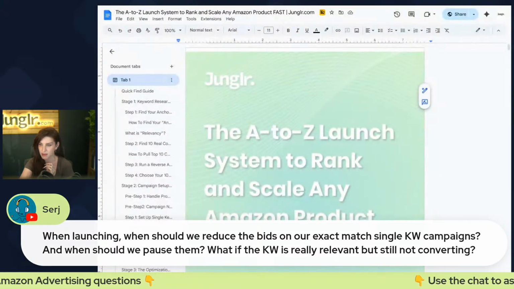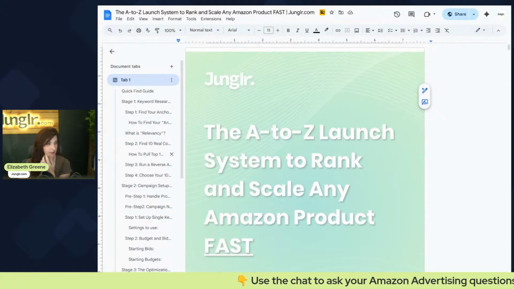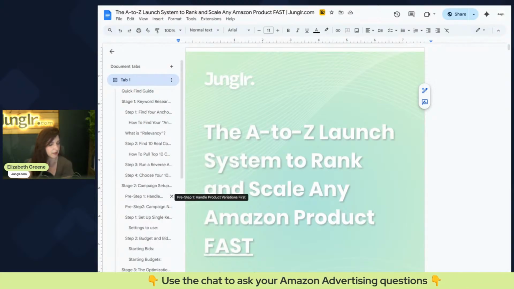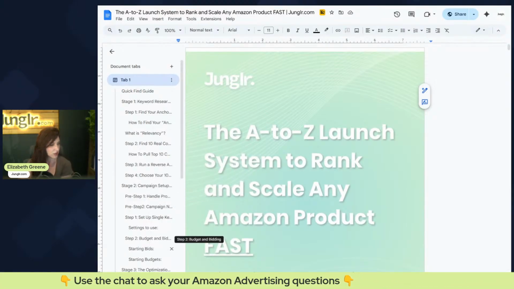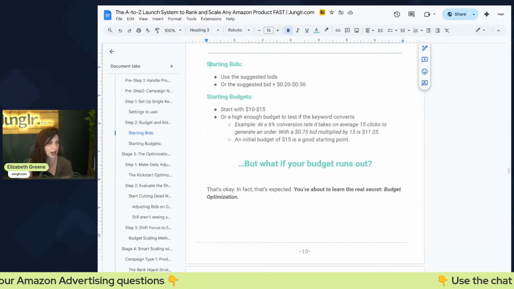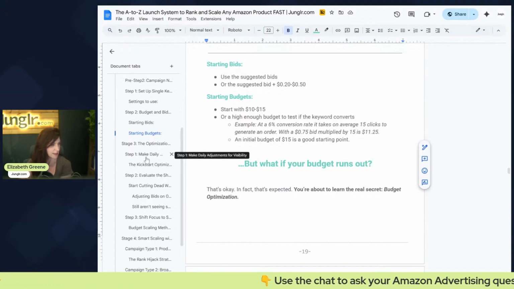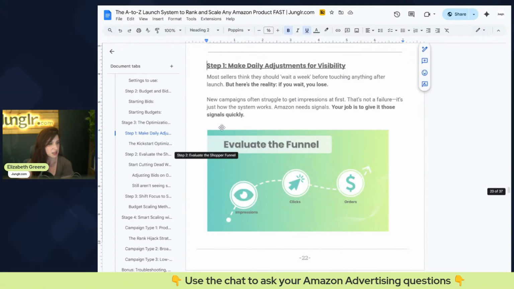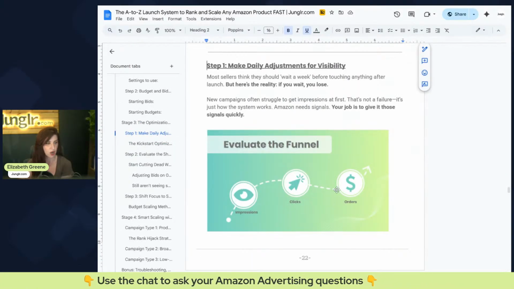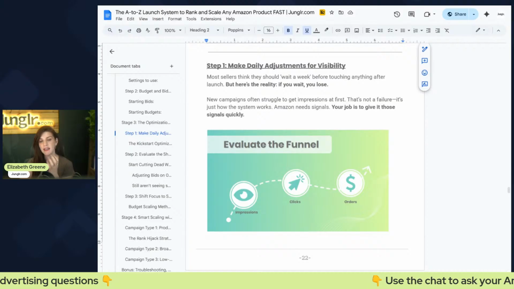I might have to pull off your question, but you're asking about reducing bids. So what you want to do in the beginning with single keyword campaigns is make sure you have a strong starting bid. There are questions around budgets and things, but basically you want to make sure you're getting enough impressions to really be able to evaluate things. And then you're going to see, do those keywords convert?